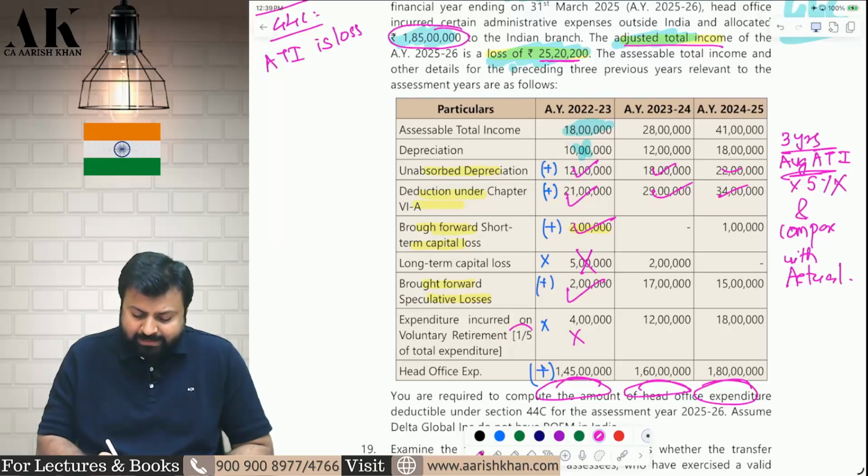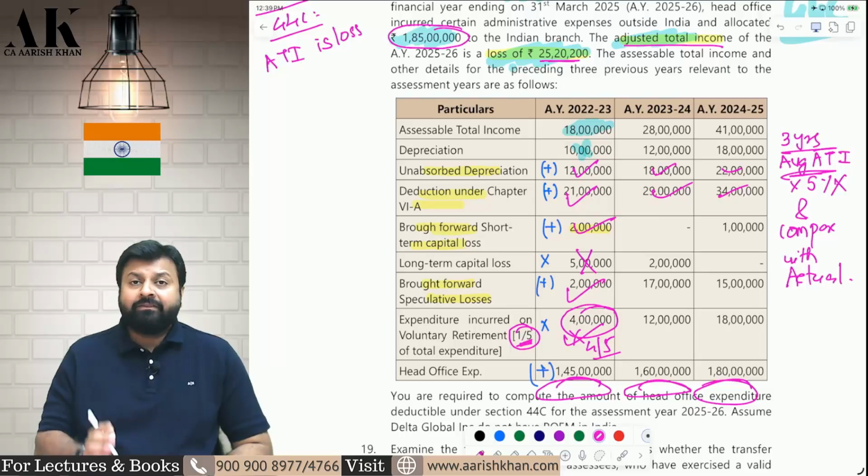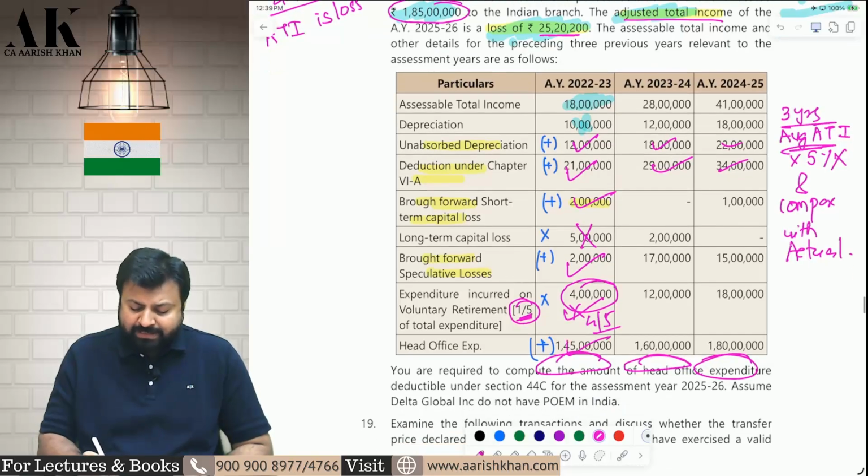Do not add VRS. This is already 1/5. If this would not have been 1/5, then we would have added back 4/5. This is already 1/5, so it is correct. If this would have been the full amount, then we would have added back 4/5, because only 1/5 is allowed for VRS. Should I add back head office expense? Yes, head office expense definitely add back.